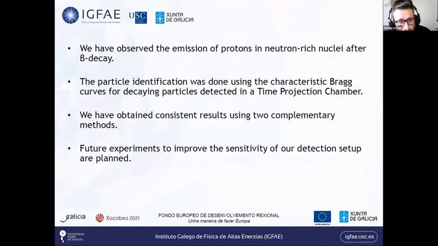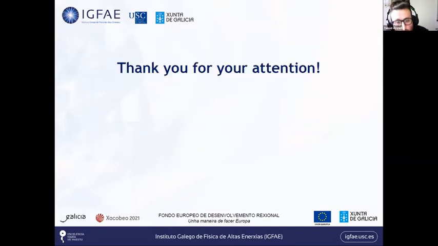And that's the conclusion. This is an experiment we performed, and we observed emission of protons from beryllium-11. We used a particle ID based on the characteristic energy loss curves for all the particles that we believe we measure there. We have analyzed the data with 2 different methods that yielded very similar results. We expect to improve our experimental setups for new measurements and complementary measurements too. So thank you very much.